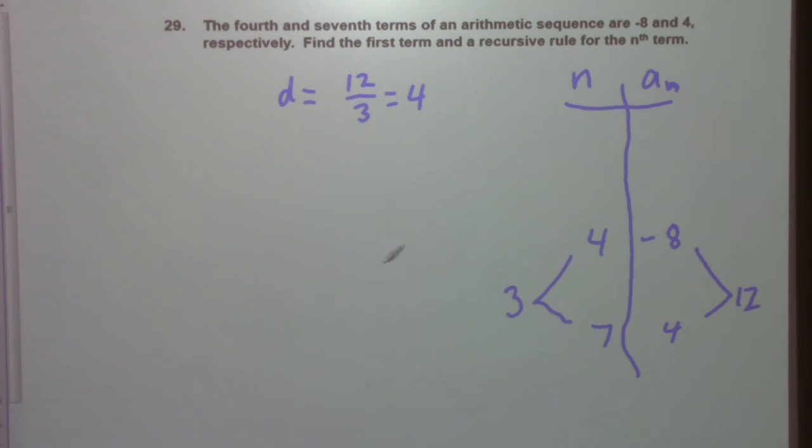And by the way, on these problems, I want to go ahead and find the explicit rule. I just think that's more helpful for the nth term. Okay, and now we found that. How do we find everything else here? We want to find the first term. How do we find our first term?